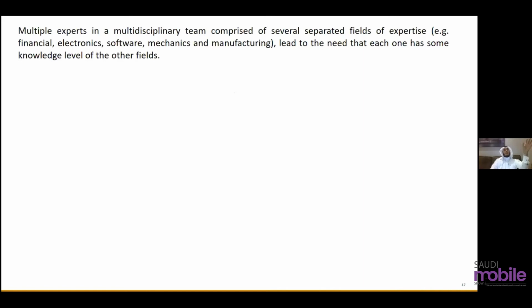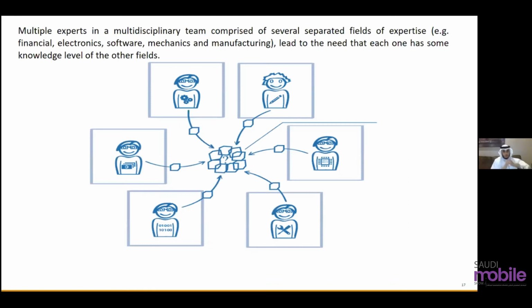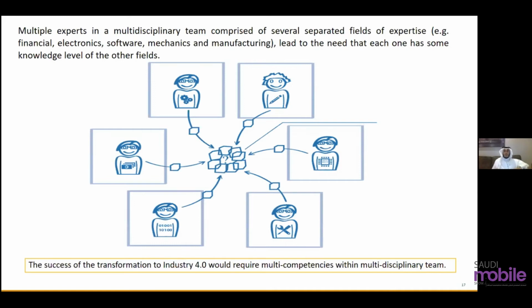So multiple experts in a multidisciplinary team comprised of several separate fields of expertise, e.g. financial, electronics, software, mechanics and manufacturing, computer scientists, lead to the need that each one has some knowledge level of the other fields. It is not enough for each one of these experts to work by himself or by herself without any cooperation and liaison with the others. So the success of the transformation to Industry 4 would require multi-competencies within a multidisciplinary team.